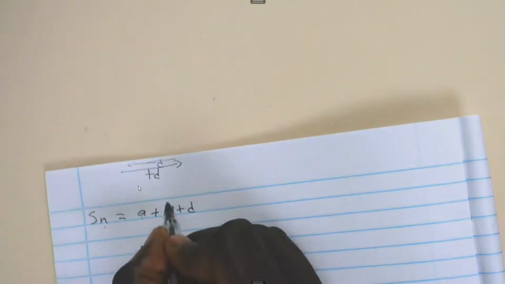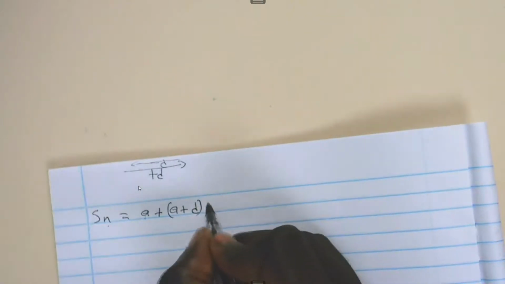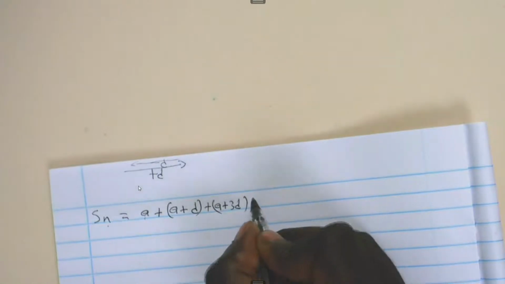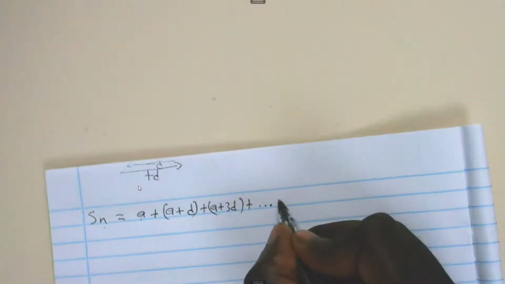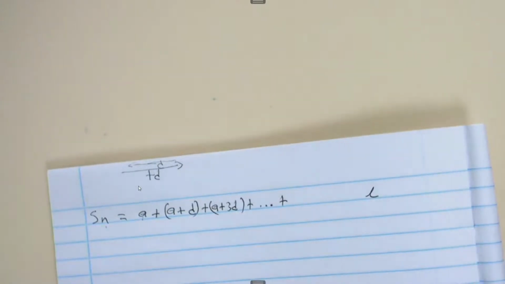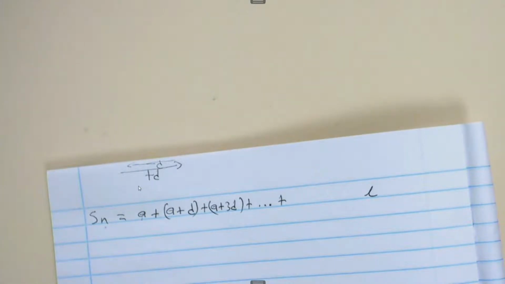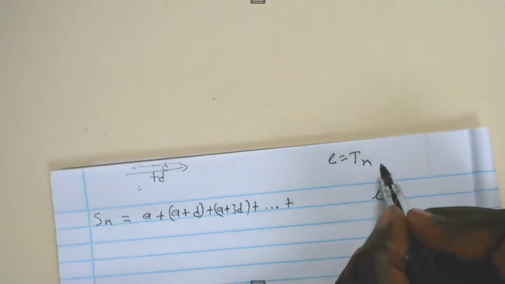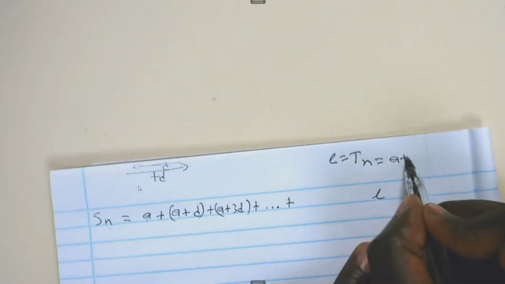The first term is a, the second term is a plus d, the third term would be a plus 2d. And then this continues up to the last term. The last term of an arithmetic sequence becomes the general term of that arithmetic sequence, meaning that our L would be equal to Tn, and Tn of an arithmetic sequence is equal to a plus (n minus 1) times d. That is our L, or our last term, or the Tn.